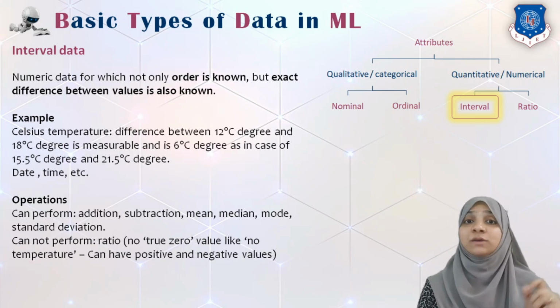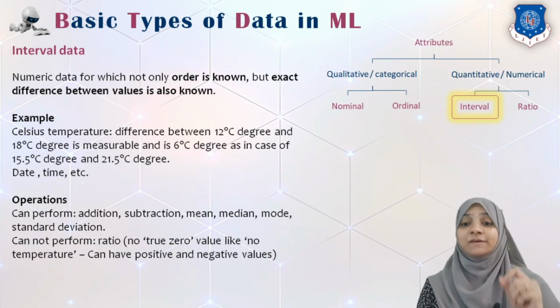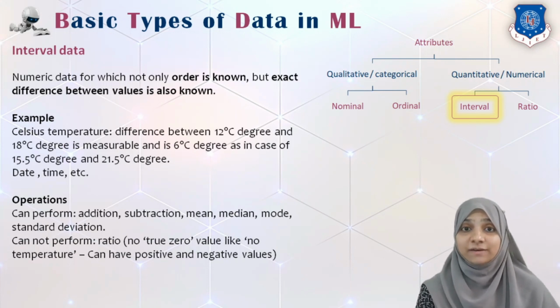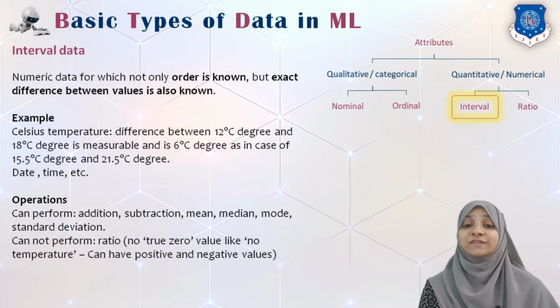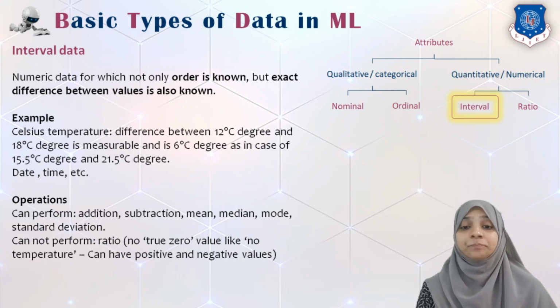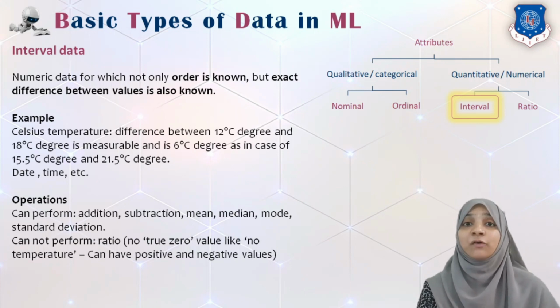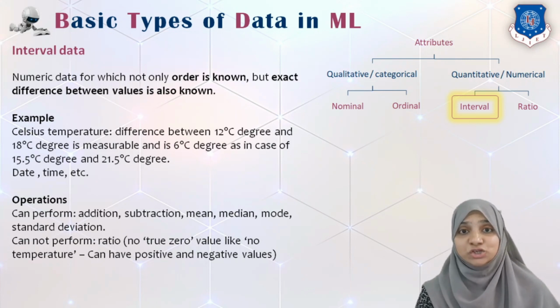Now this interval data has one property which is not possessed by it, and that is called the true zero property. That means we can have positive as well as negative values for this particular attribute. Say for example, a temperature can be measured in negative degrees centigrade. The type of operation that we can perform over this interval data is all mathematical operations like addition, subtraction, and we can find statistical measures like mean, median, mode and standard deviation. But the operation that cannot be performed on interval data is ratio.